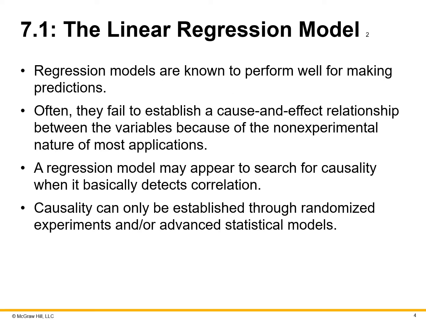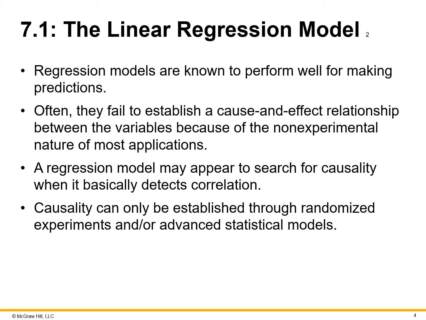Further, linear regression models are known to perform well for making predictions. Often, they fail to establish a cause and effect relationship between the variables because of the non-experimental nature of most applications. What this means, it does provide a good viewpoint on significance, whether or not an outcome is going to occur, but it doesn't necessarily describe the exact reasons why. So it can provide you an outcome, but then a further analysis on the reasons why from a cause and effect perspective may be needed.